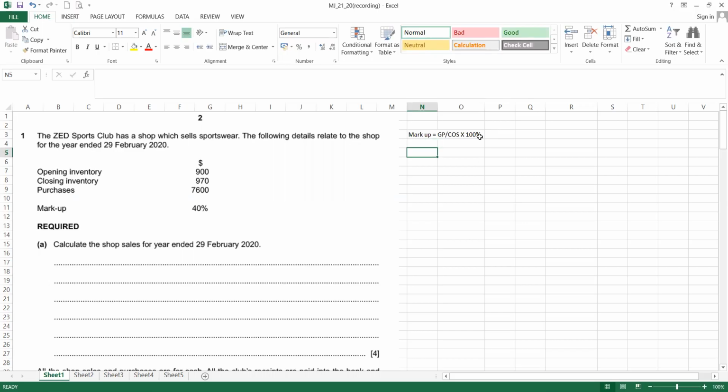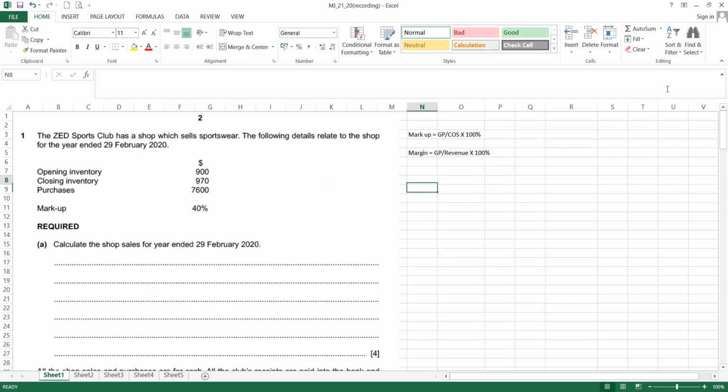Okay, if the question says margin, then your formula will be gross profit over revenue times 100%. That's what you must keep in mind when you see the word markup or margin. Now, calculate the shop sales for the year ended. So this one they want to find the revenue actually.